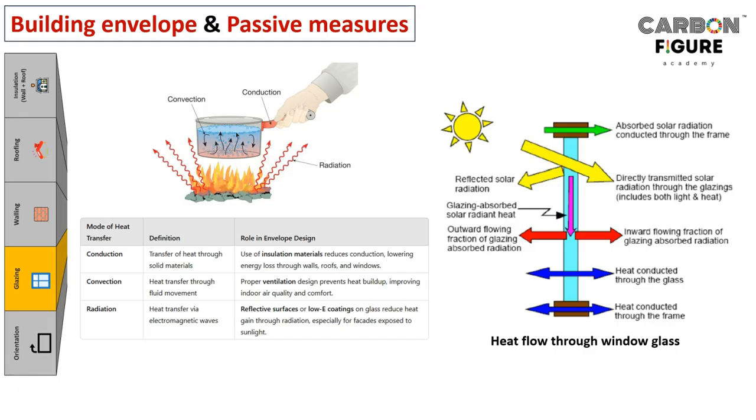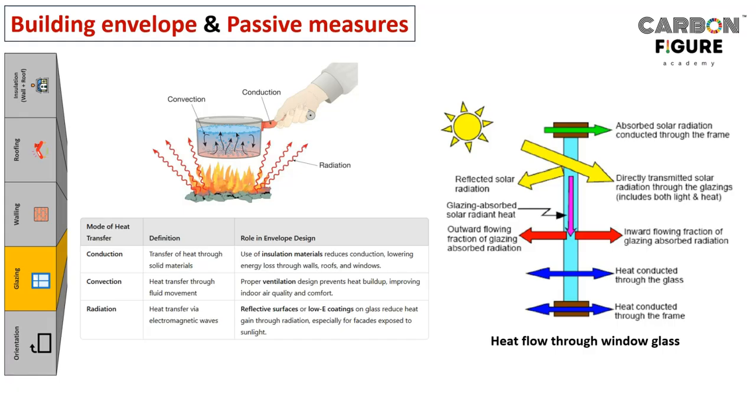a thermodynamics concept. The first one is conduction, the second one is convection, the third one is radiation. For visual understanding, you can take that picture as an example. Conduction is the transfer of heat through solid materials, right? In case of envelope design, how does it play a role?